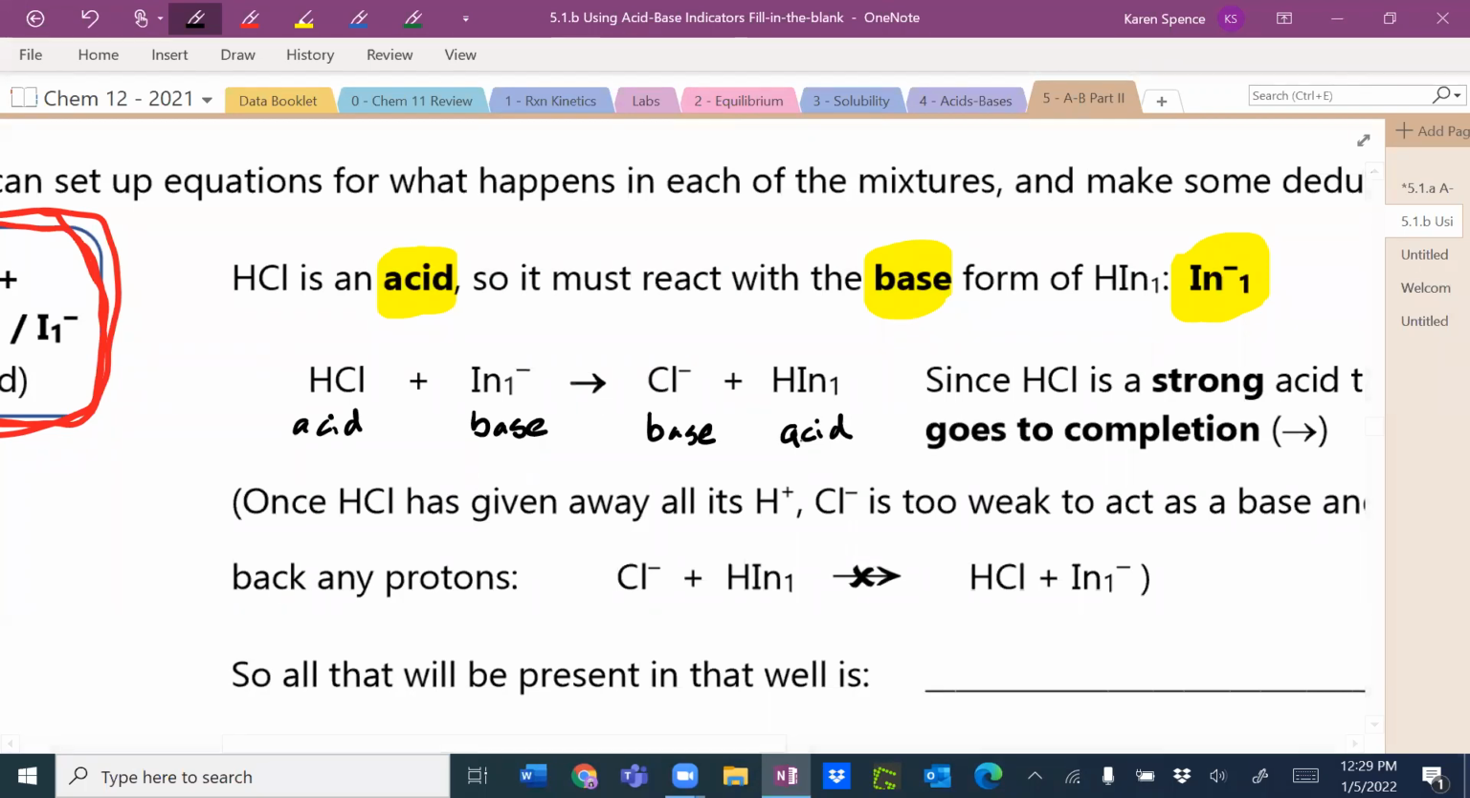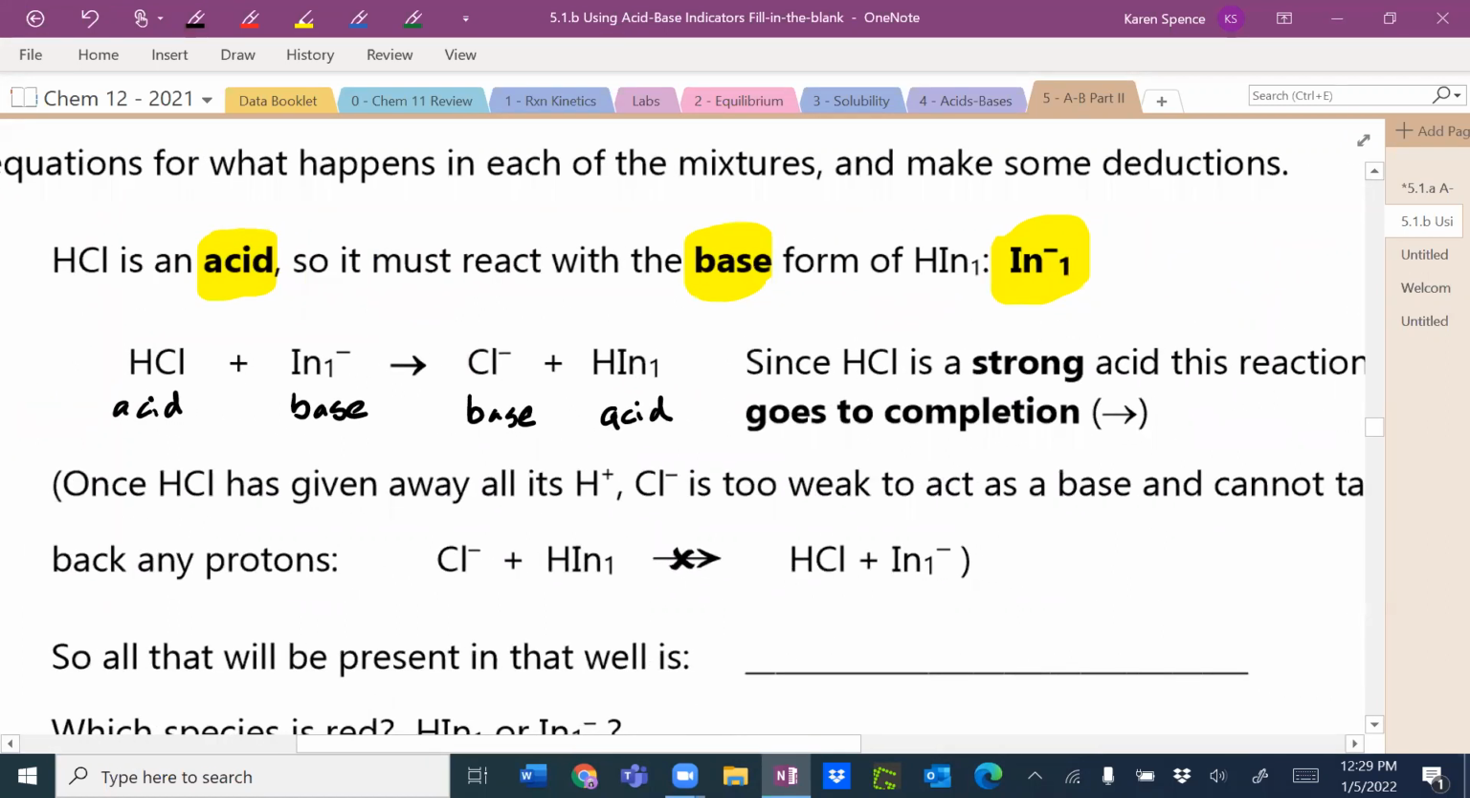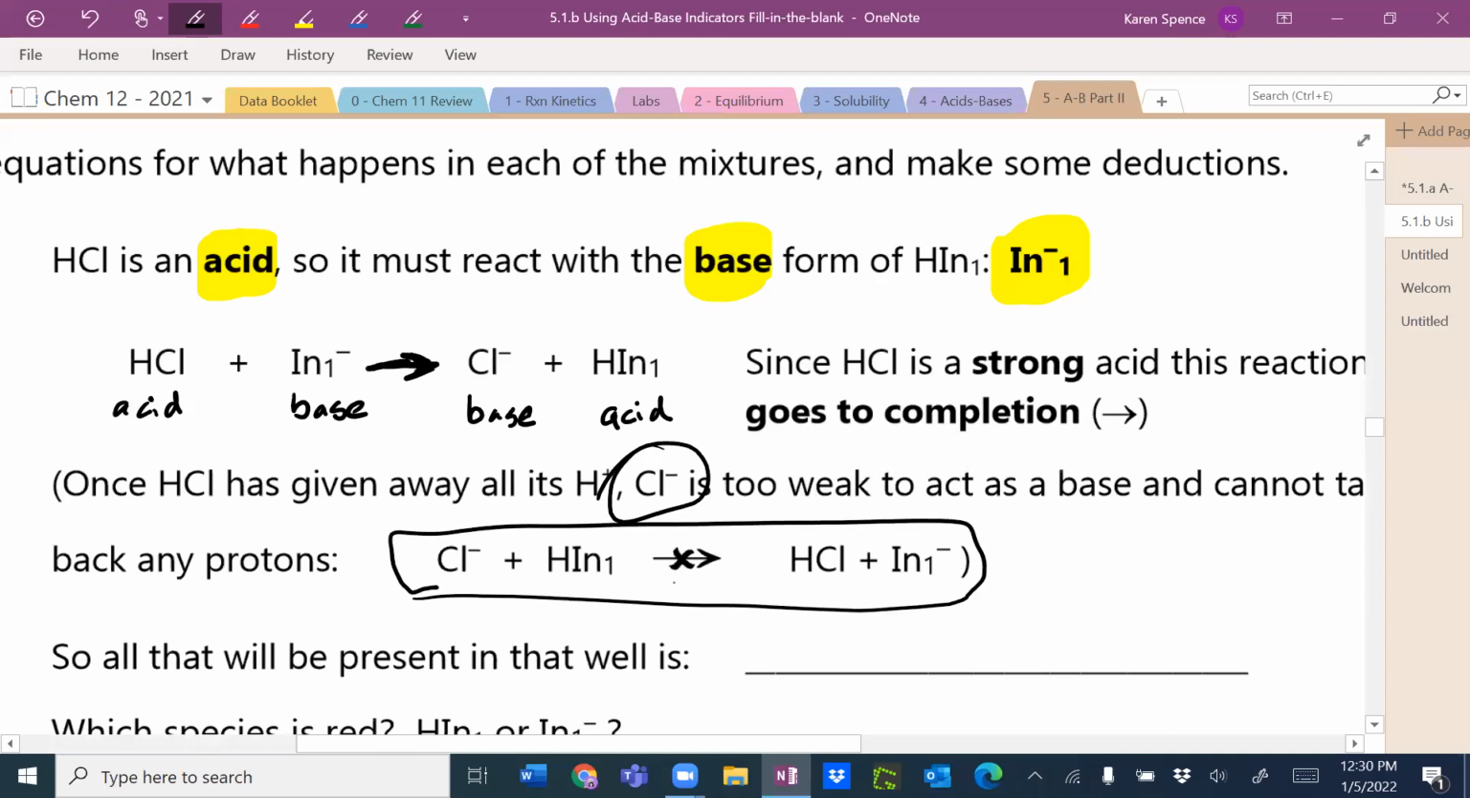Now, HCl is a strong acid, strong. So this reaction goes to completion. That's why we have this one-way arrow here. Remember, once HCl has given away all its protons, chloride is too weak to take them back. I don't know if you remember this when we were in the class. At one point, I played hydrochloric acid and I tried to take a proton back and I just couldn't do it. I was too weak. I also spent a lot of time running away because that was kind of fun, but mainly I was just too weak to take that proton back. So you will not have this happening here. Okay, that does not happen.